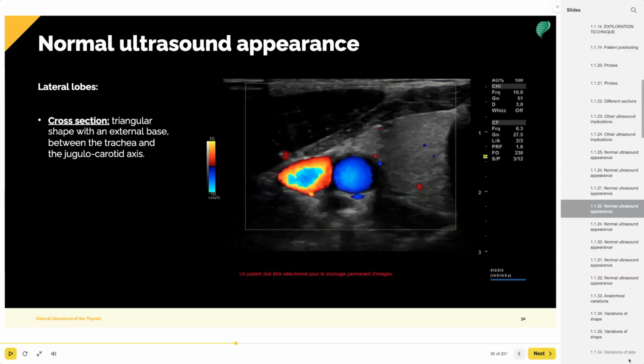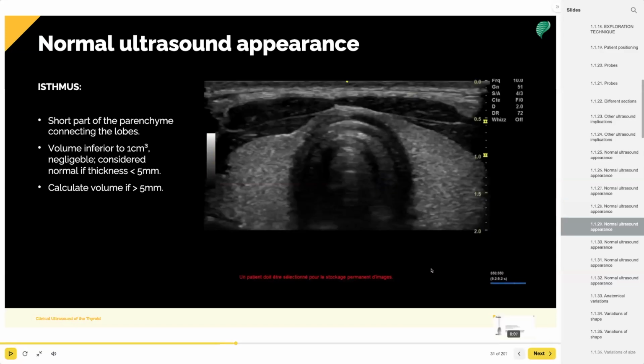This is another image showing thyroid, carotid, jugular vein. This is an overview just of a cross-section of a normal-looking thyroid. We have the right and left lobes, and we have the isthmus connecting both lobes. Usually, the volume is calculated length with height times 0.523, and we will go into that more.